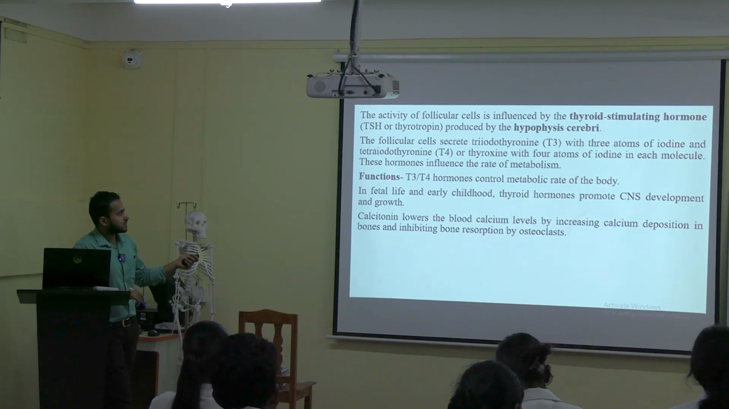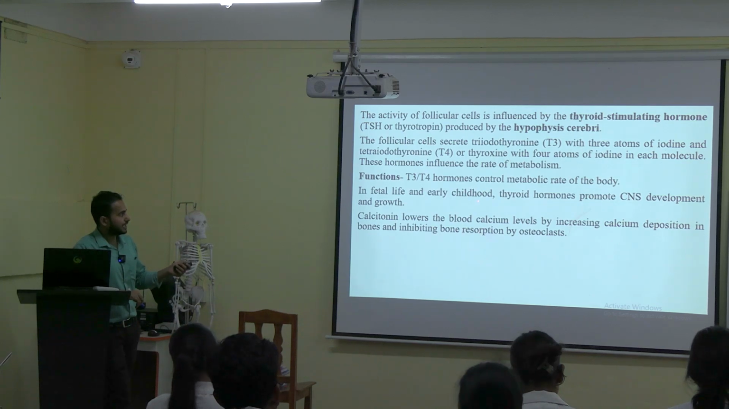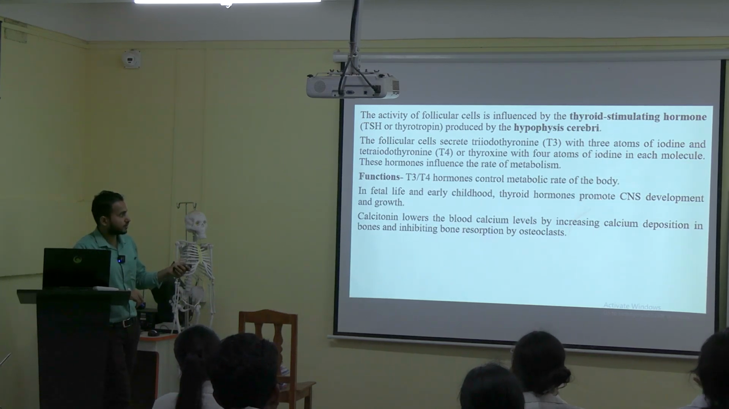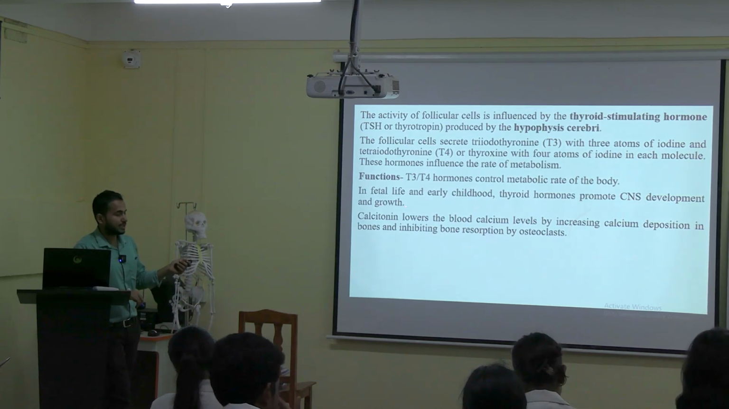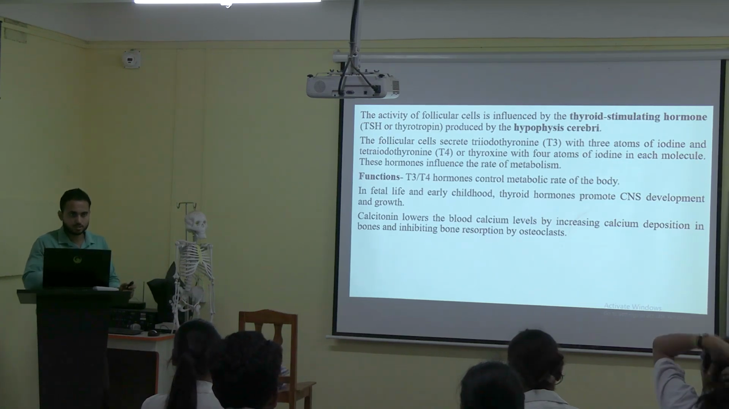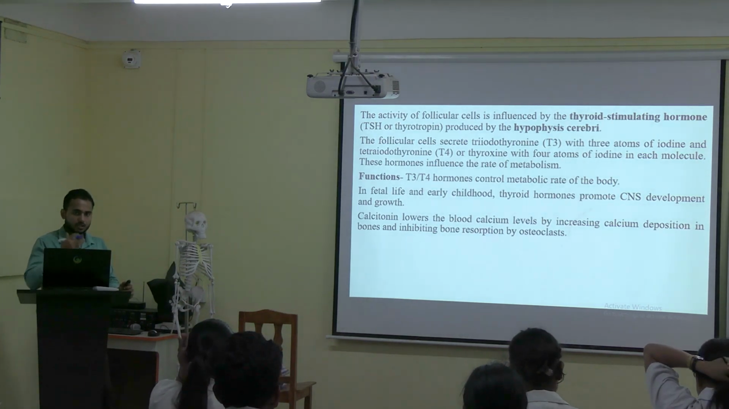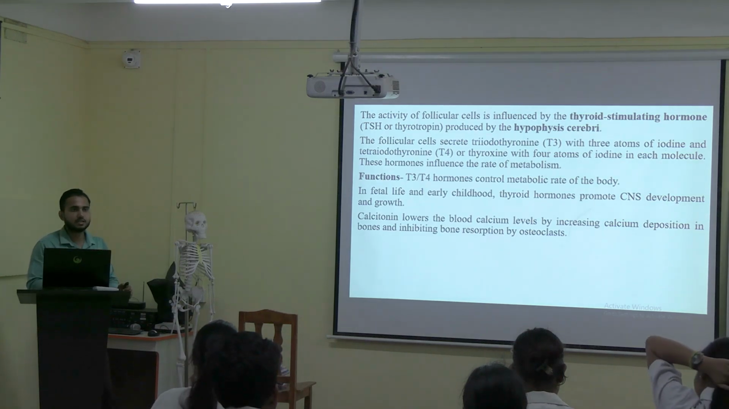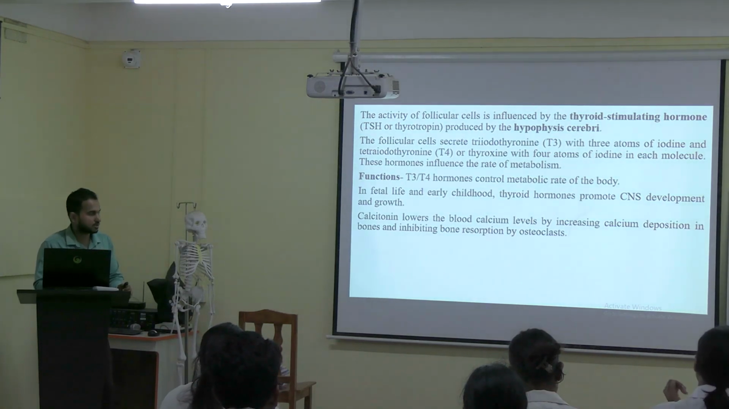Next, the functions of T3 and T4 hormones. What is the main function? They control the metabolic rate of the body, and in fetal life and in early childhood, T3 and T4 promote CNS development and growth. That means psychosomatic growth of an individual is controlled by T3 and T4 during intrauterine life and just after birth.